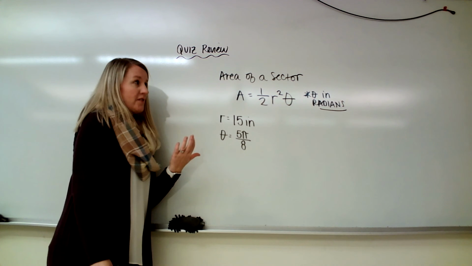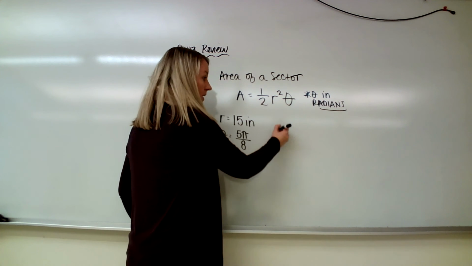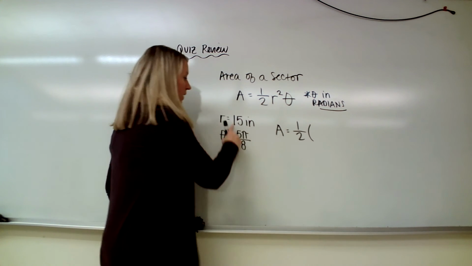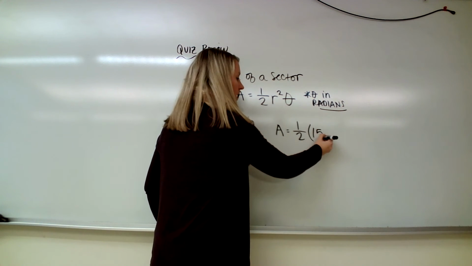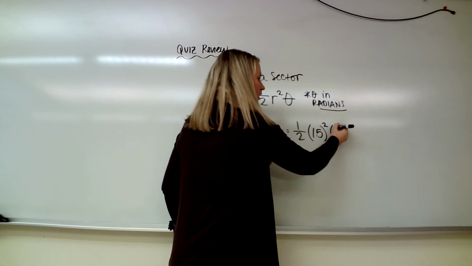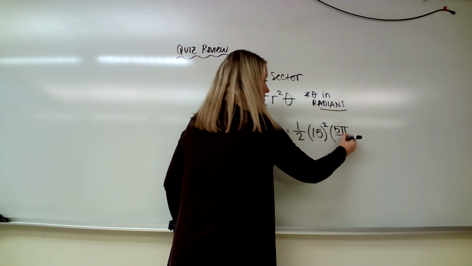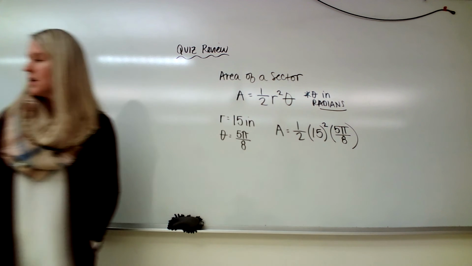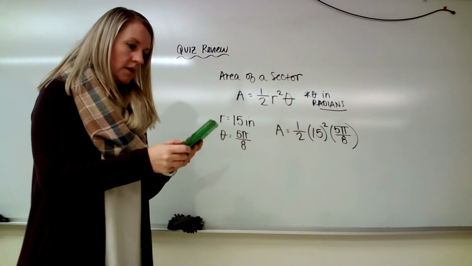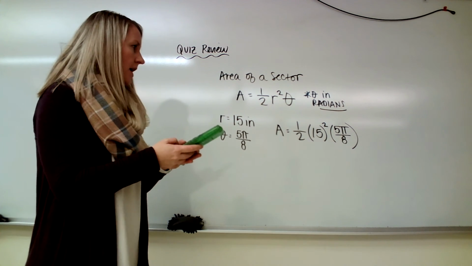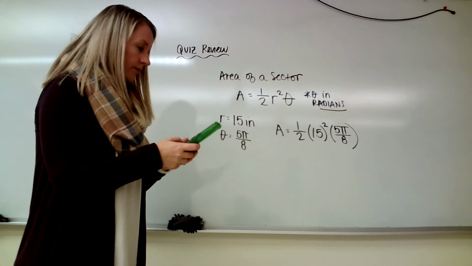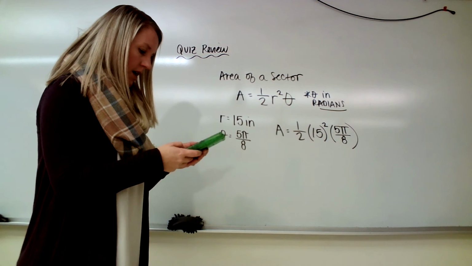So we literally just have to plug in. Okay, that's not too bad. Sometimes you might have to convert, so just pay attention. So we have 1/2. We have R squared, so that's going to be 15 squared. And then for theta, we're just plugging in 5 pi over 8. So literally, I'm just doing this right from the calculator. I'm just going to show you what it looks like in mine. So for 1/2, I just write 0.5. And then I do 15 squared. And then I do 5 pi over 8.